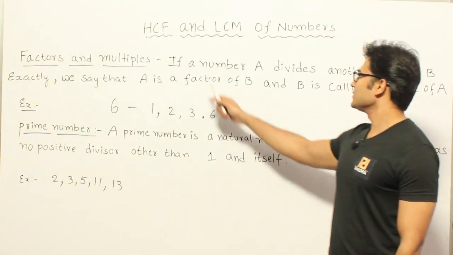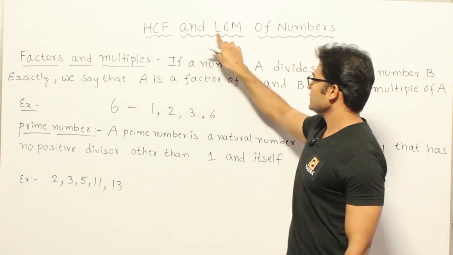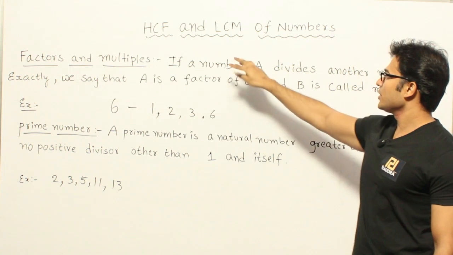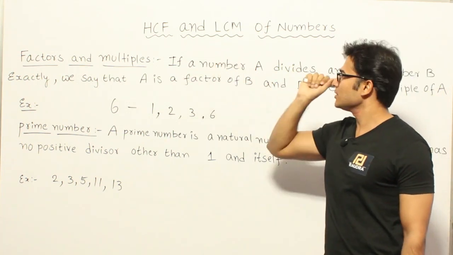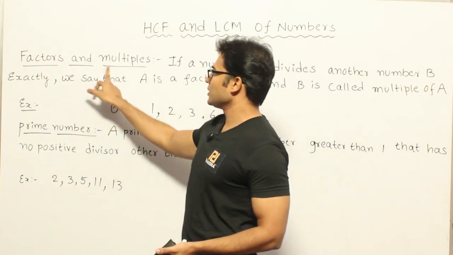Let's see the topic of HCF and LCM. HCF means highest common factor, LCM means least common multiple. Okay. So before going ahead with this, we shall see the terminology used here. So one is called as factor and multiples.